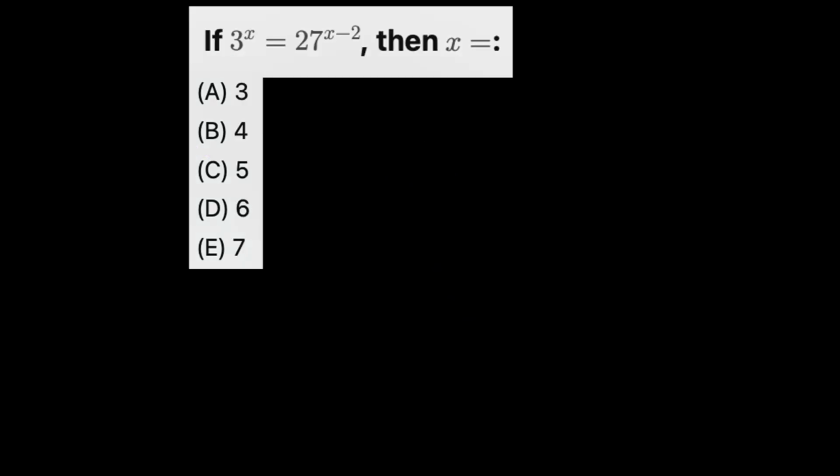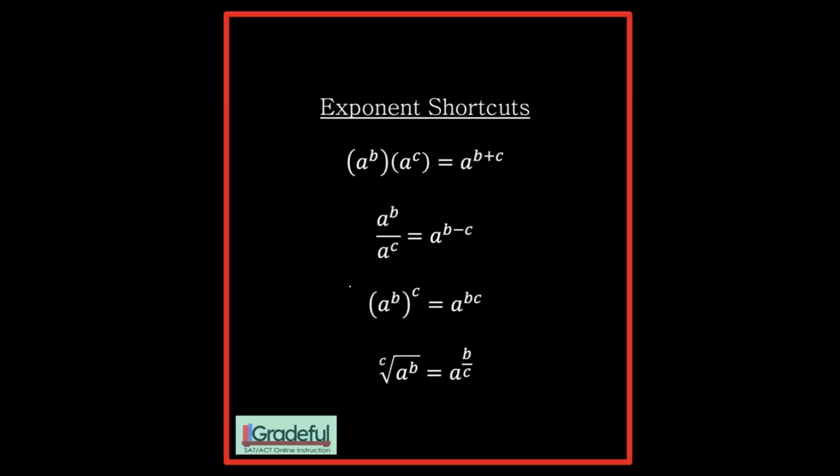So let's try another. Here, we've got 3 to the x is 27 to the x minus 2. So 27 is 3 times 3 times 3. So we'll replace 27 with 3 to the third. So 3 to the x equals 3 to the third to the x minus 2. And now we have to bring in an exponent shortcut because we have a power being raised to a power. That's called a power of a power. And in that situation, you just multiply the two exponents.